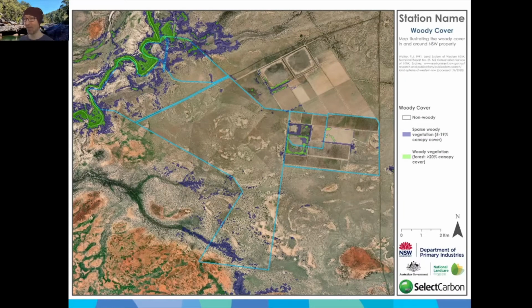So first up, we have the woody cover map, which can help with orienting yourself. The blue signifies areas of sparse woody vegetation, where there's between 5 and 19% canopy cover, and the green signifies areas where there's more than 20% canopy cover. Now, do note that the data for these maps is quite dated, so you might have to assess your land and update it with a bit of blue or green highlighter.